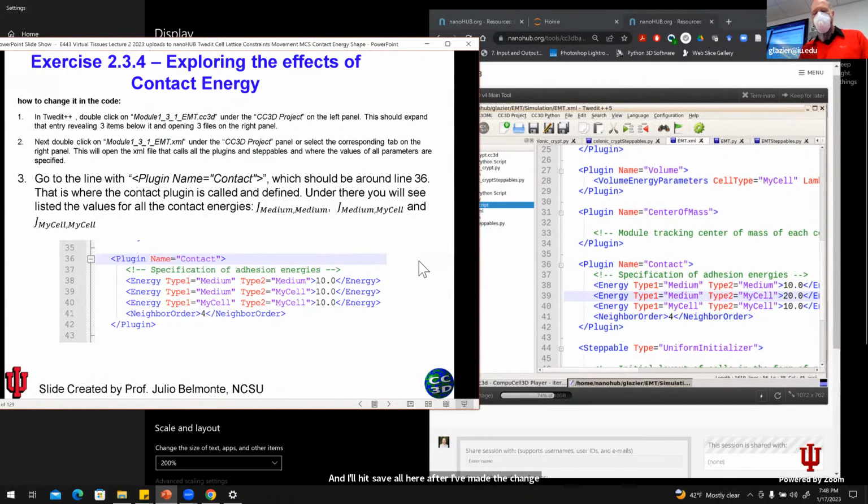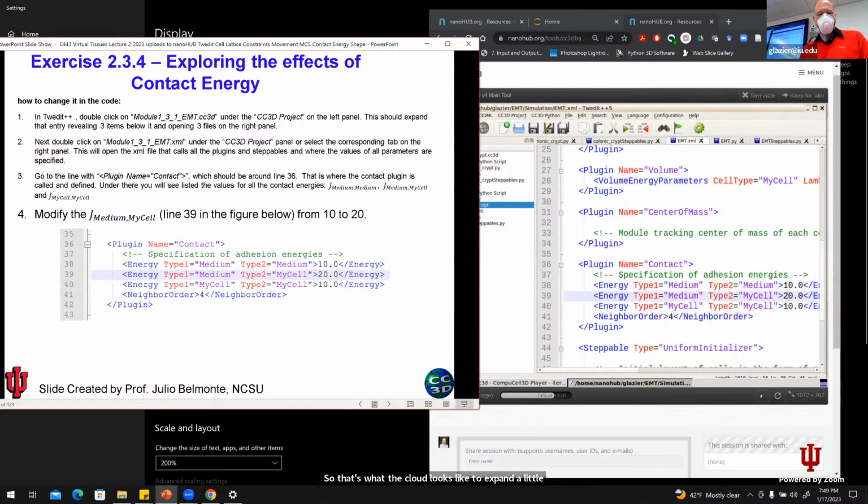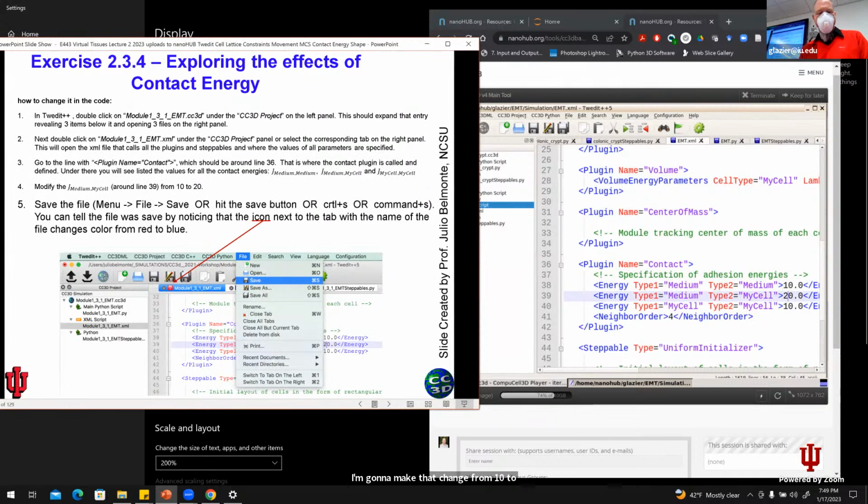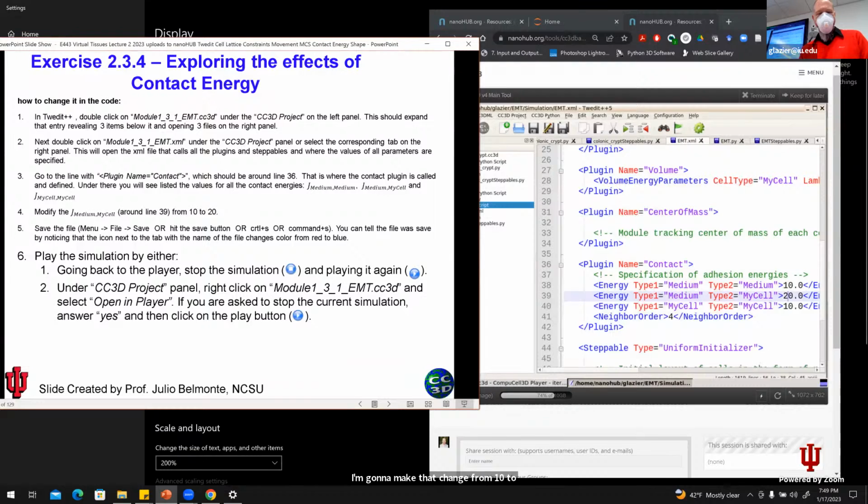So that's what the code looks like. It's expanded a little bit. I'm going to make that change from 10 to 20. Everybody do that. I'll hit save all. Sorry, save all is the double floppy disk icon. So change cell medium contact to 20.